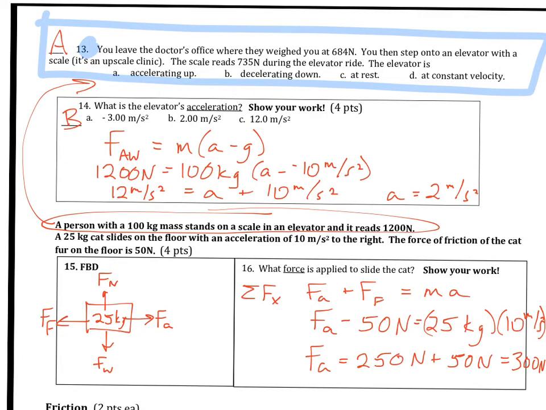Next page, number 13, this is the elevator question. What I need you to know for the final is that if it's accelerating up, your weight appears to increase, and if it's accelerating down, your weight appears to decrease, and if it is not accelerating because it's at a constant velocity, or if it's at rest, there is no change in the apparent weight.